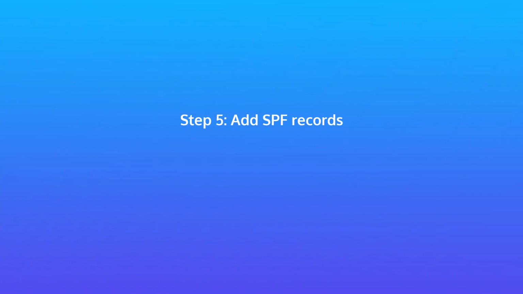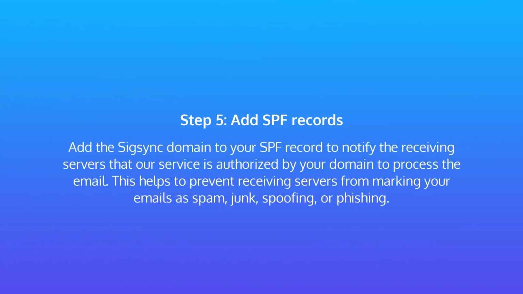Step 5. Add SPF records. Finally, add the Sigsync domain to your SPF record to notify the receiving servers that our service is authorized by your domain to process the email. This helps to prevent receiving servers from marking your emails as spam, junk, spoofing, or phishing.